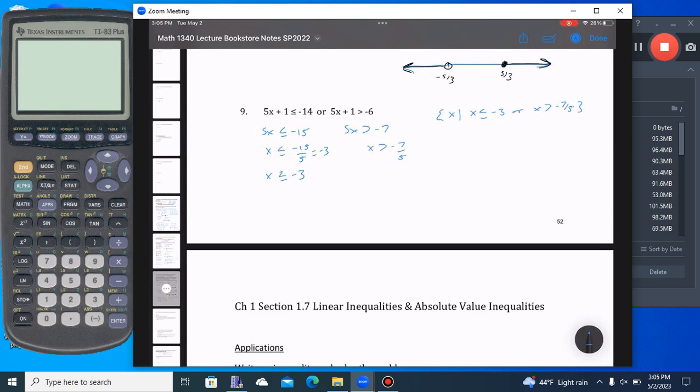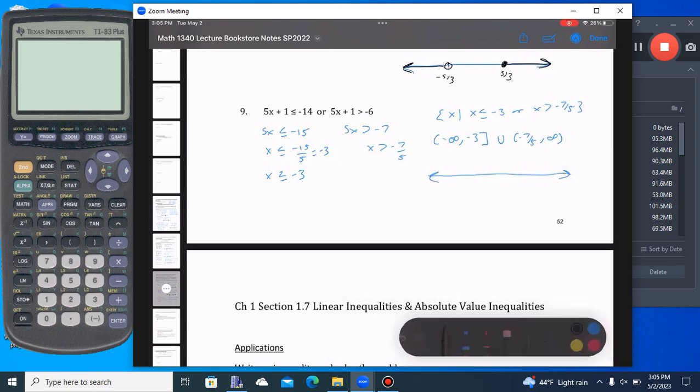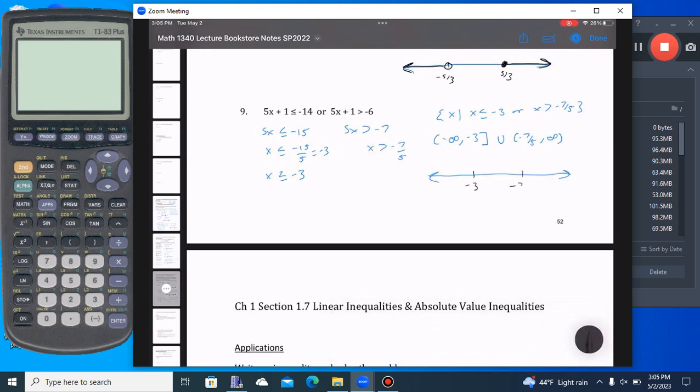Interval notation: -infinity to -3, including -3, union with -7/5, which is not included, to infinity. And then graphing: -3 and -7/5. Everything to the right of -7/5, not including that, and everything to the left of -3, including -3.